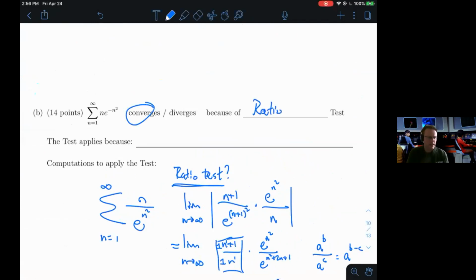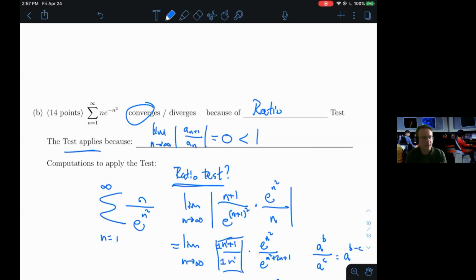The test applies because there aren't a lot of hypotheses for the ratio test. We have positive terms, but you wouldn't even need positive terms. It's fine with alternating terms and everything like this. Computations to apply the test: I'll just say that the limit as n approaches infinity of a sub n plus 1 divided by a sub n is equal to 0, which is less than 1.